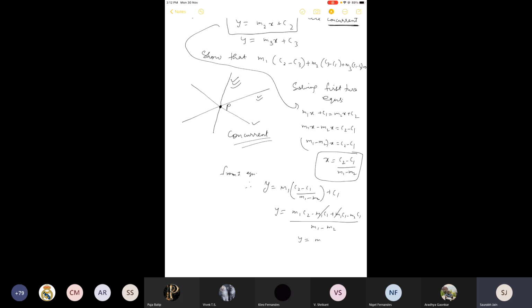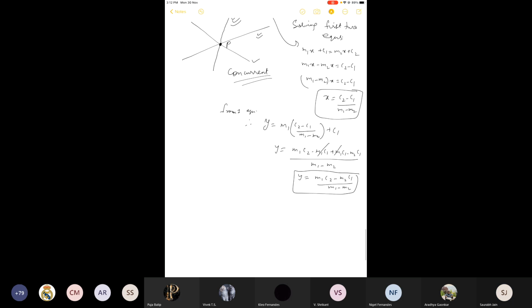Now you will put these values of x and y in the third equation. Now the remaining equation is y equals m3x plus c3. This implies (m1 c2 minus m2 c1) upon (m1 minus m2) equals m3 times (c2 minus c1) upon (m1 minus m2) plus c3. Now let us take the LCM.